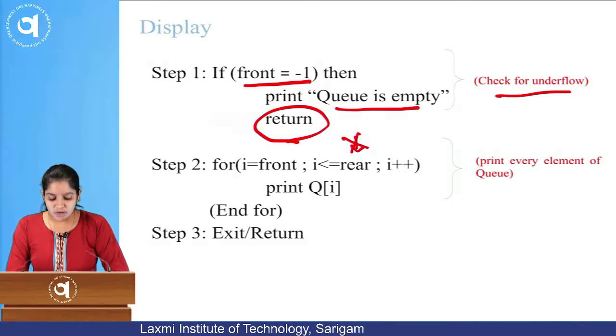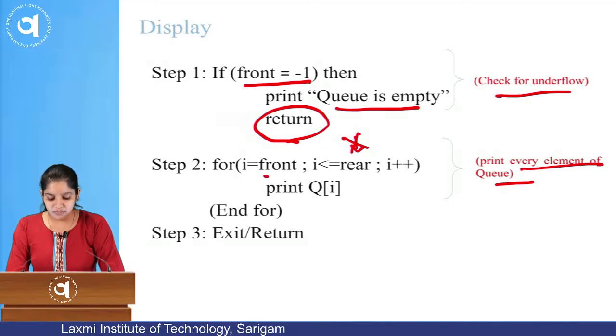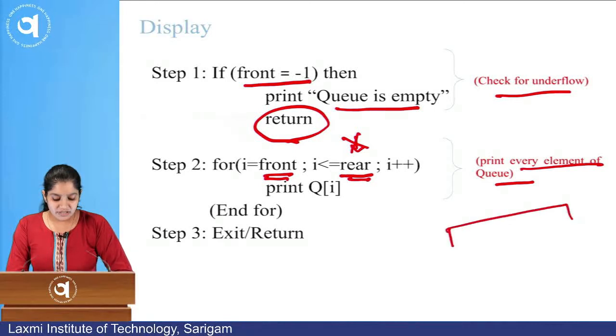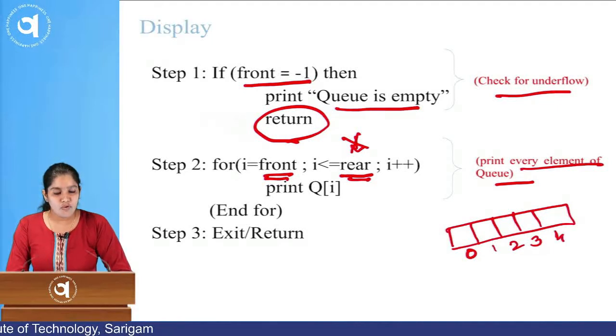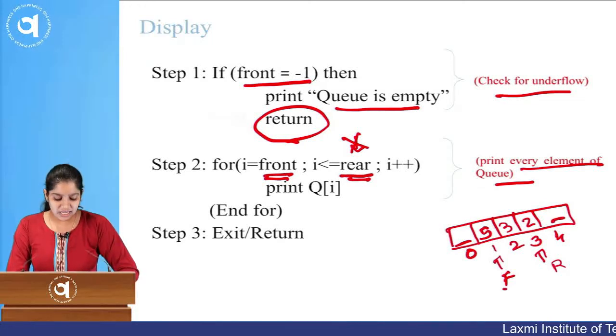Then we need to apply the for loop, that is, print every element of the queue. In that for loop, we need to start from the front pointer and go up to the rear pointer. Why? Because whatever data we have is in between my front and rear only. Suppose we have 0, 1, 2, 3, 4 and I have data over here, 5, 3 and 2. My front is pointing to this and my rear is pointing to this. I don't have any data in the 0th position or in the 4th position. So whatever data there is, is in between front and rear only.